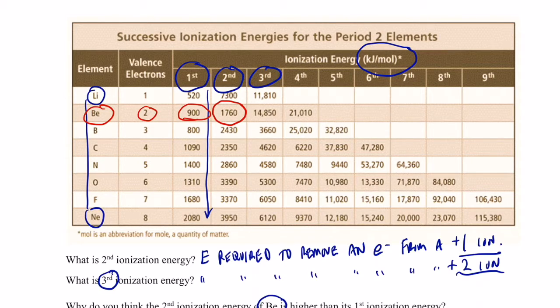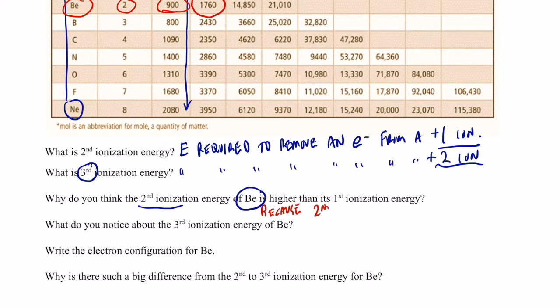Absolutely, because the second electron that we're taking away from beryllium comes from a positive 1 ion. So we have a proton to electron ratio that's higher than it was originally. Okay, so let's see if we can answer this question. Why do you think the second ionization energy is higher than the first ionization energy for beryllium? It's because the second electron is removed from a positive 1 ion.